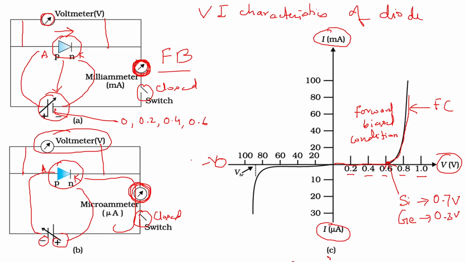Clear? Now here if you see the reverse voltage, whatever you are going to apply here will be a little larger as compared to the forward voltage. It will be say 20, 40, 60, 80. Here you can see 20, 40, 60, 80. This is all the reverse voltage. At a certain reverse voltage, what happens? The breakdown takes place.